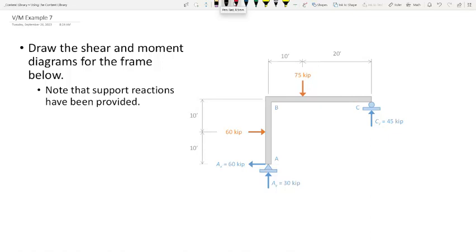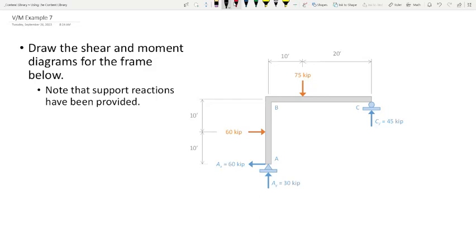So I have a frame that has member AB and member BC. Just to be clear, if I use the term beam in this example, I'm talking about this horizontal member, member BC. And if I use the term column, I'm talking about this vertical member, AB. The column is the vertical member, the beam is the horizontal one.